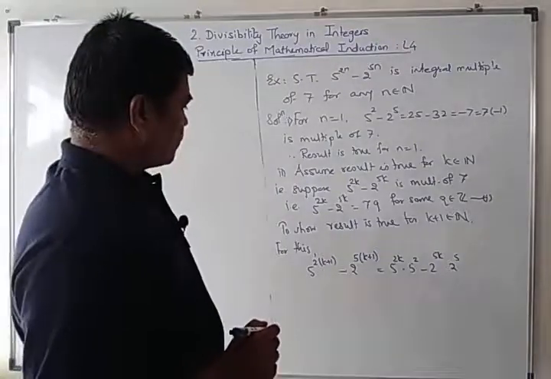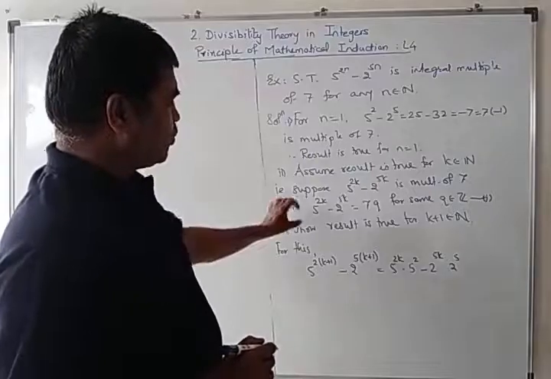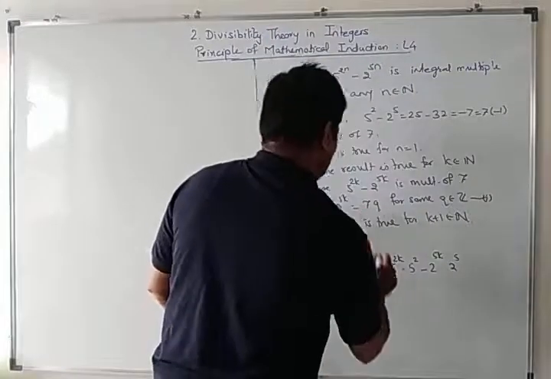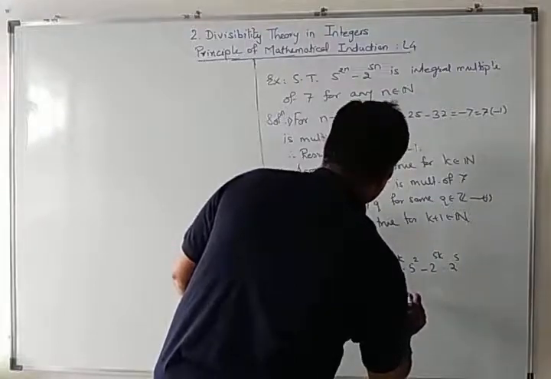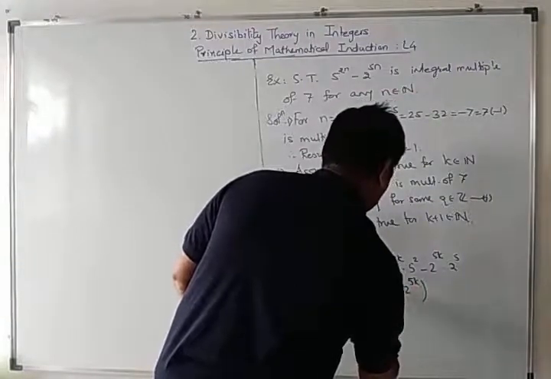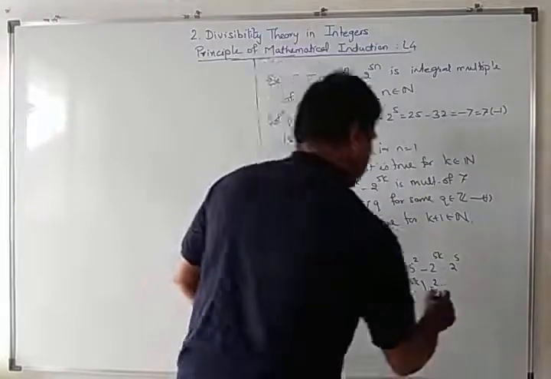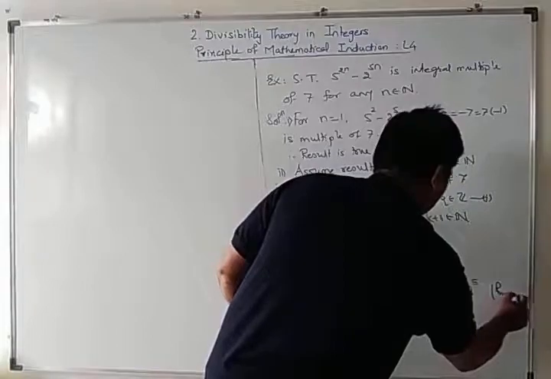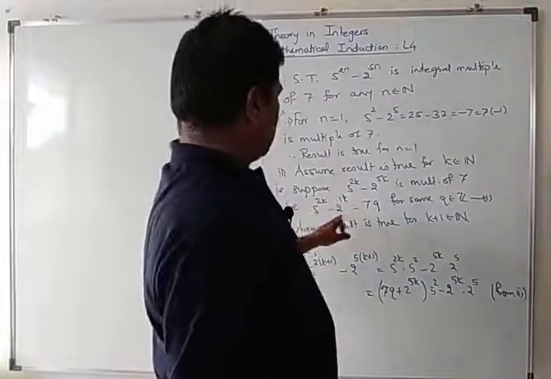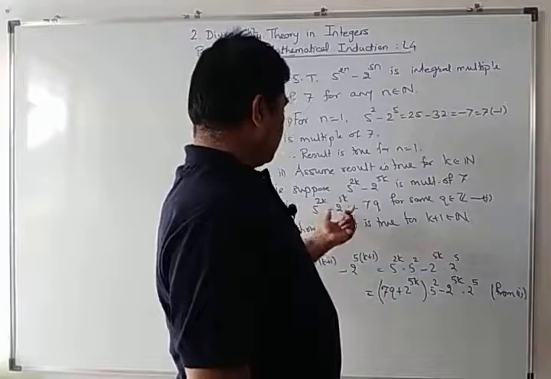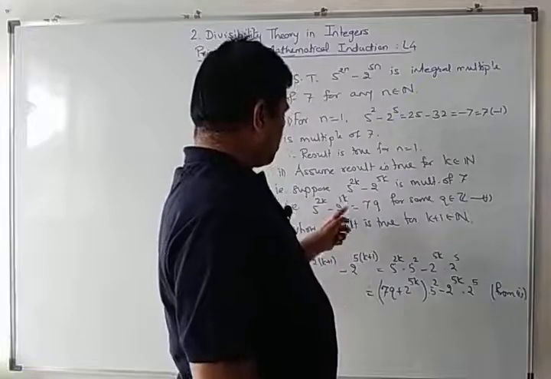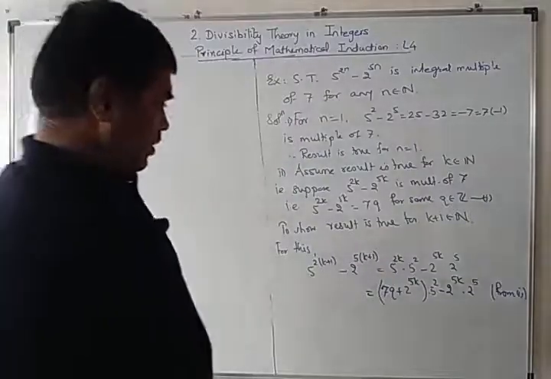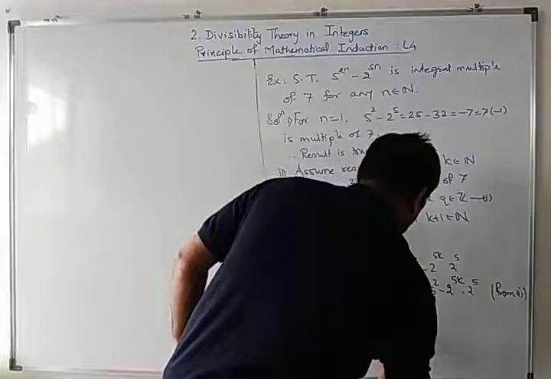And in this, we will substitute the value of 5 raised to 2k to be 7q plus 2 raised to 5k, into 5 square minus 2 raised to 5k into 2 raised to 5. From this one, either put value of 5 raised to 2k in terms of 2 raised to 5k and 7q, or 2 raised to 5k in terms of 5 raised to 2k minus 7q, whatever you like. And now we will make adjustment here.